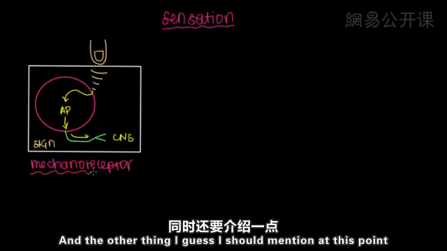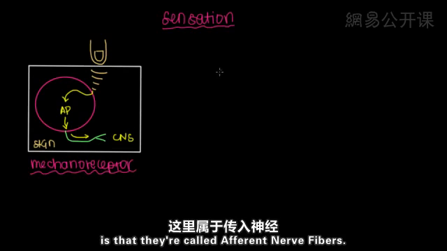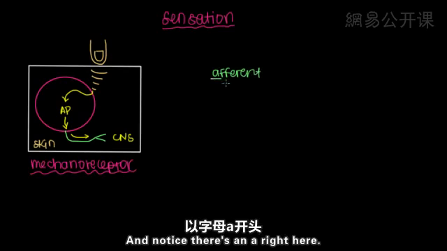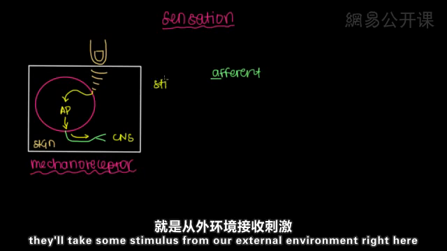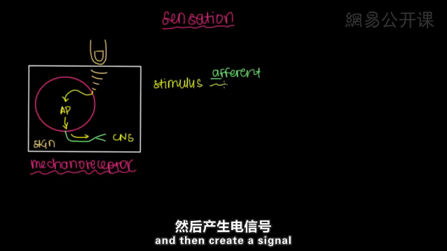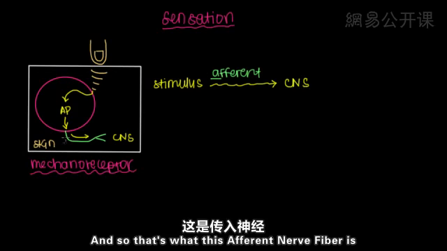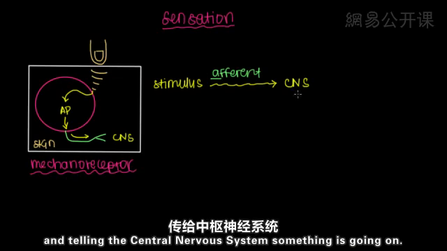And the other thing I guess I should mention at this point when we're talking about these nerve fibers is that they're called afferent nerve fibers. So afferent nerve fibers, notice there's an A right here. And what afferent nerve fibers do is that they'll take some stimulus from our external environment right here and then create a signal that will then be transmitted to our central nervous system. And so that's what this afferent nerve fiber is. It's taking this stimulus and telling the central nervous system something's going on.